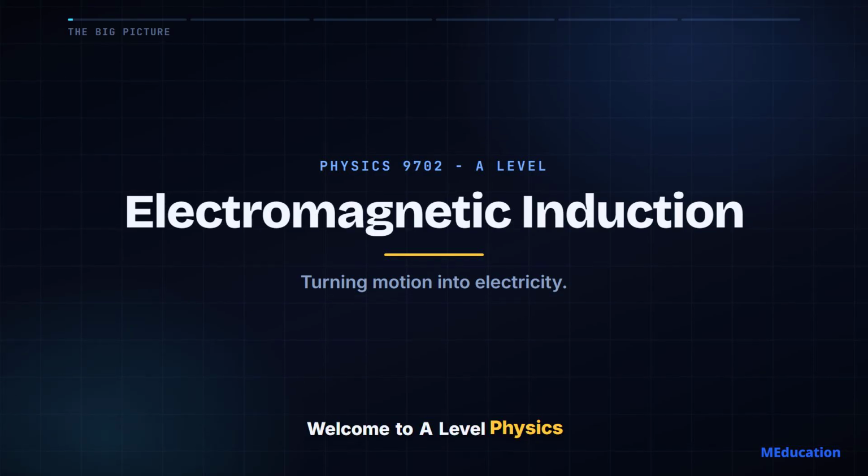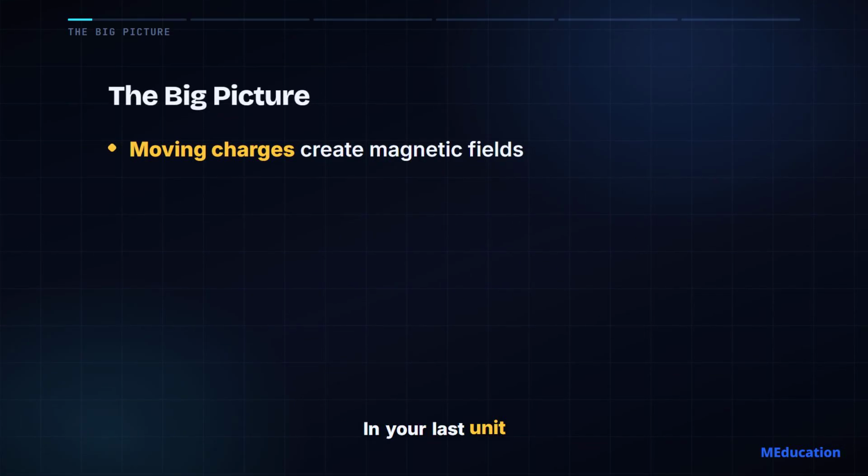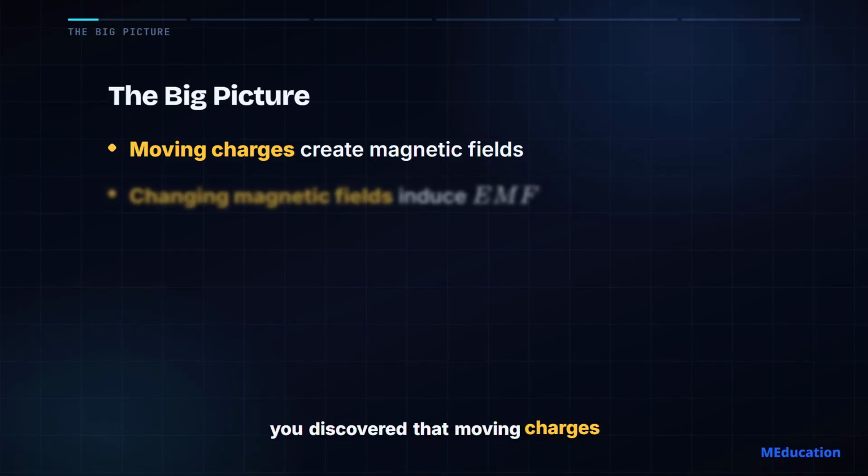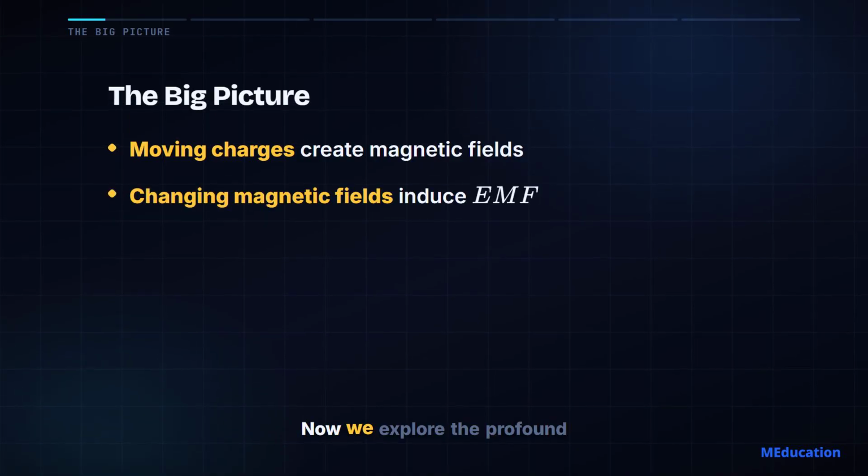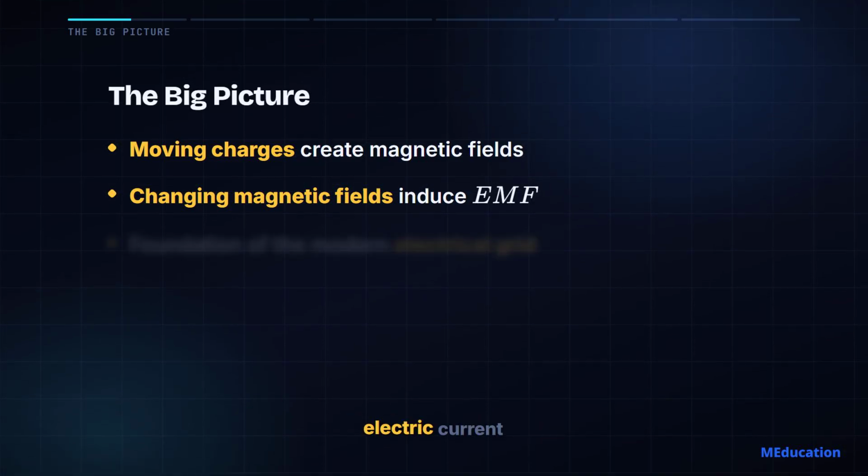Welcome to A-Level Physics. It is time to look at how the world generates its power. In your last unit, you discovered that moving charges create magnetic fields. Now we explore the profound reverse of that rule. Changing magnetic fields can induce an electromotive force, which in turn drives an electric current.